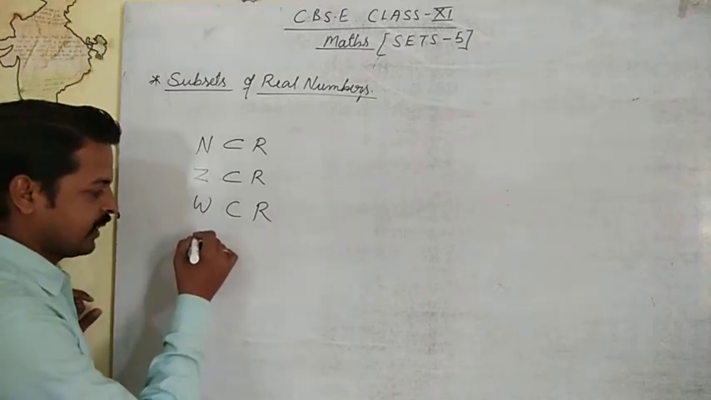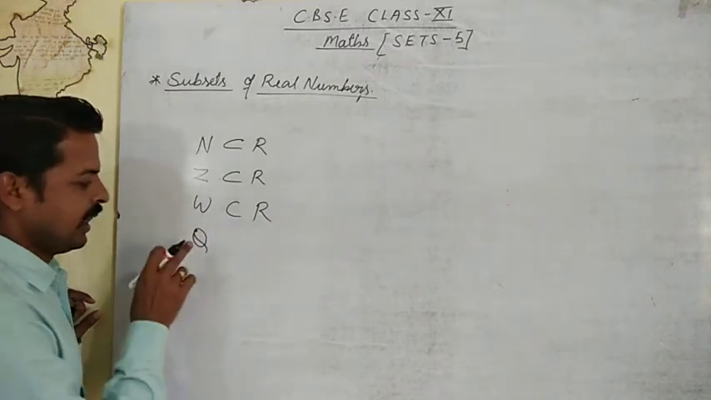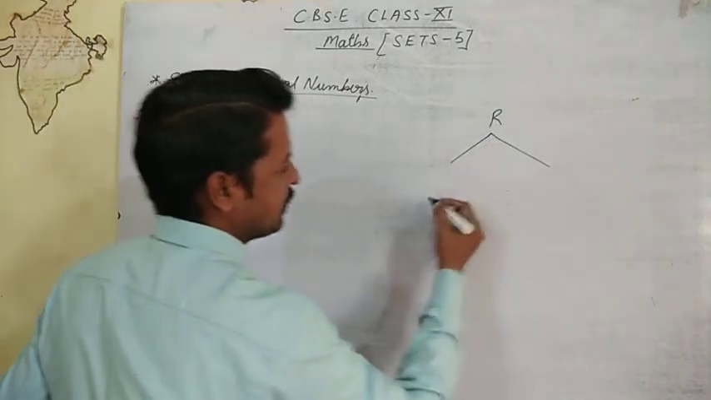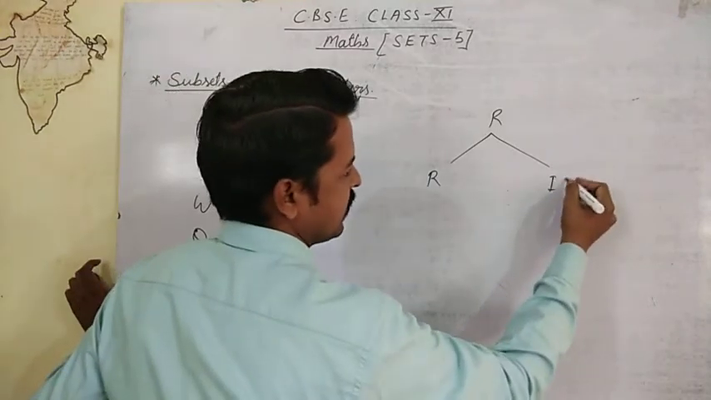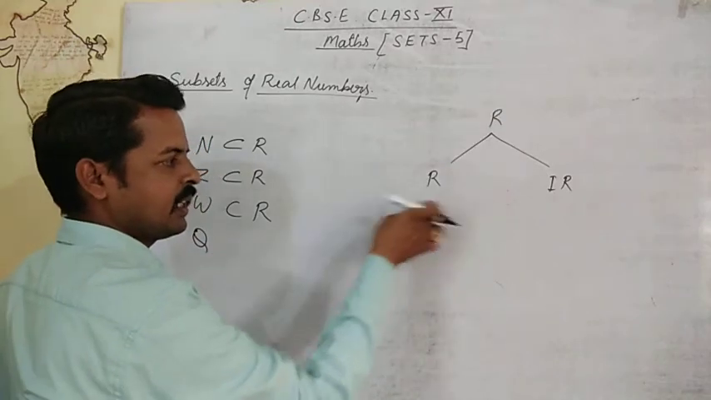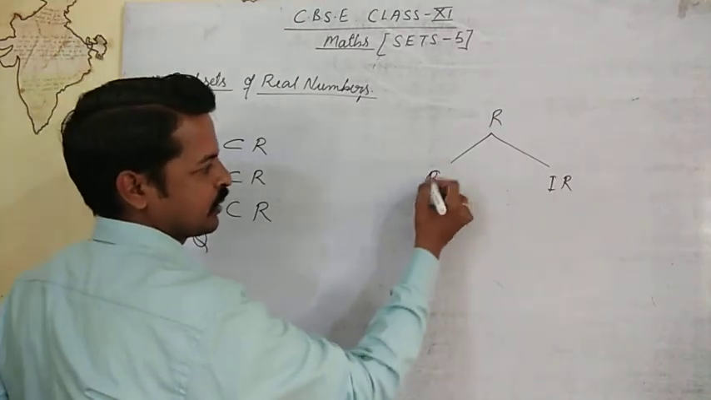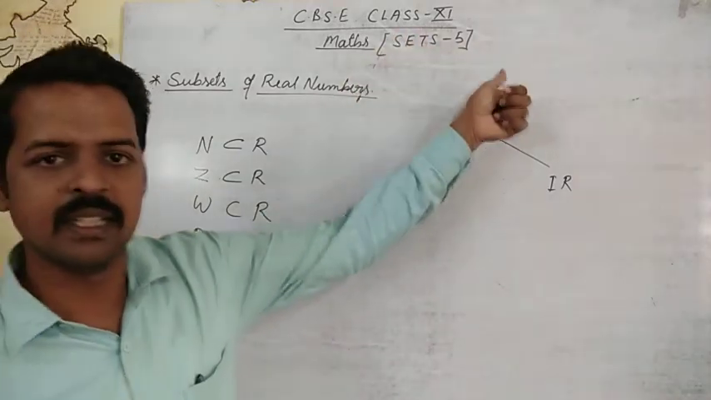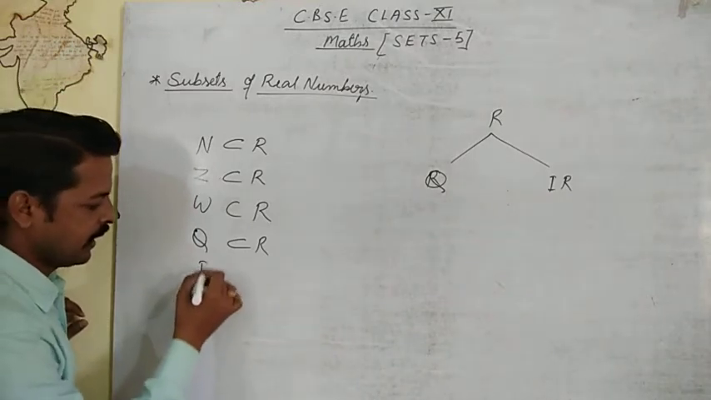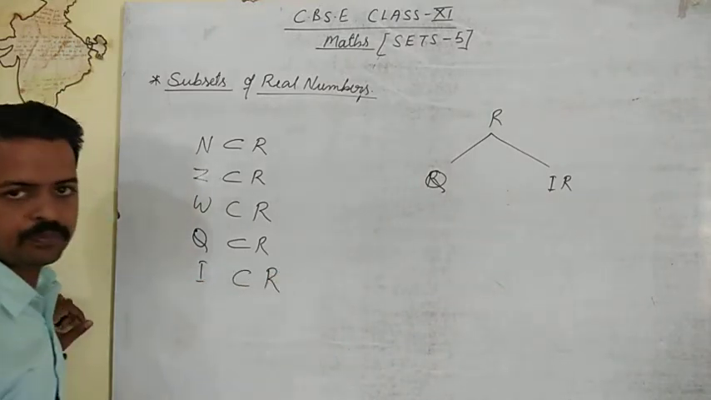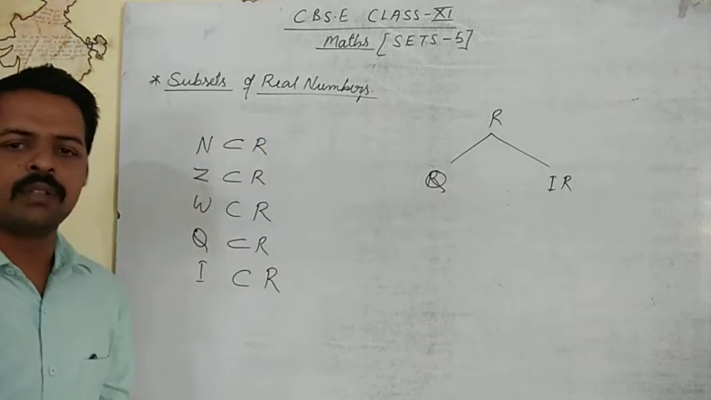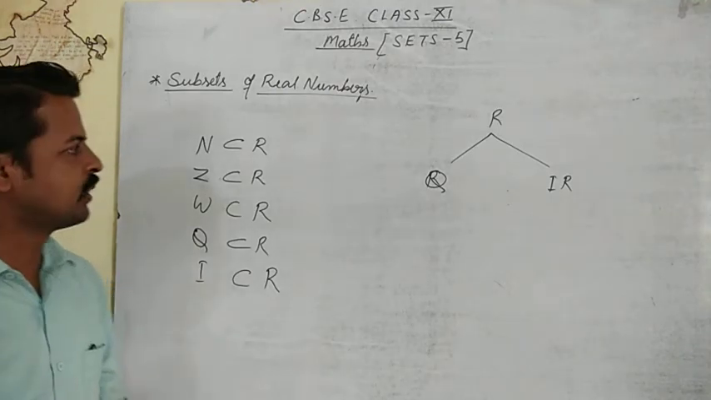Now think about rational numbers, denoted by the symbol Q. Every rational number is a real number because I have told you that real numbers are divided into two number systems. One is rational, the other is irrational numbers. So every rational number is a real number. Whatever is there in Q is also there in real numbers. So Q is a subset of R. Now think about irrational numbers, I is also a subset of R. So we can say that all these number systems are subsets of real numbers. If you want to note it down, you can note it.